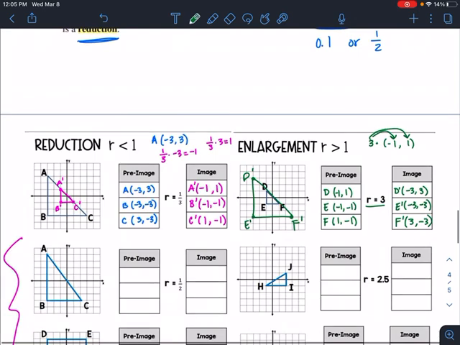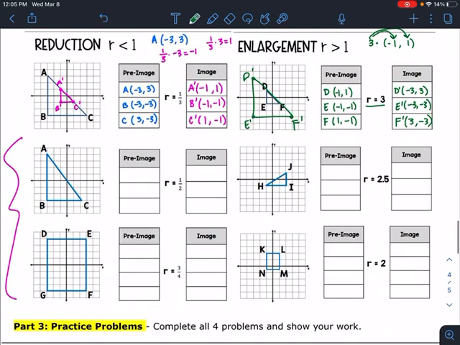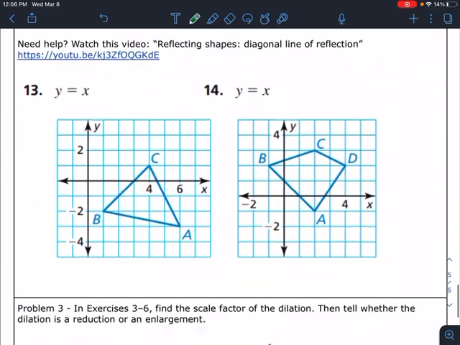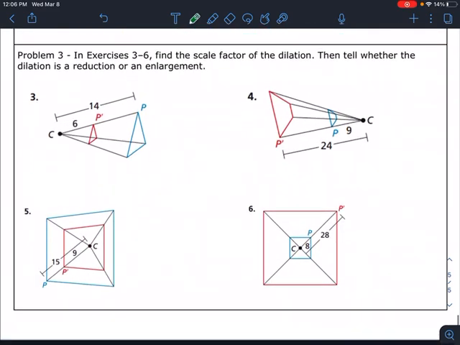And again, like you did for reduction, I want you to go ahead and complete that for enlargement. And then once you're done with all of that, go ahead and work on these practice problems below.